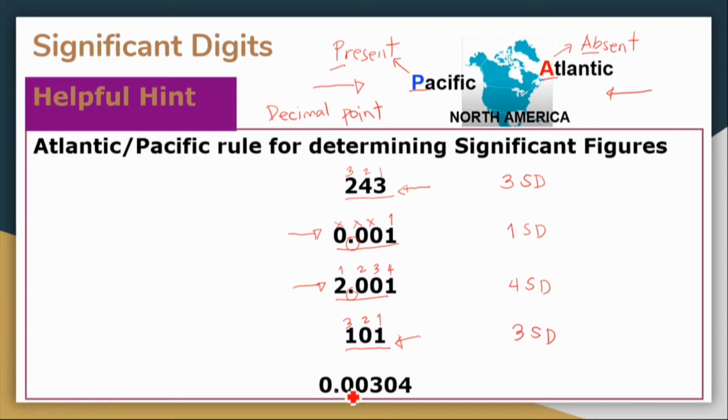Last example, 0.00304. Again, the decimal point is present, so we're going to start counting from the left. Remember, we will count only from the first non-zero. This is 0, this is 0, this is 0, and this is non-zero. So 1, 2, 3. So we have 3 significant digits.